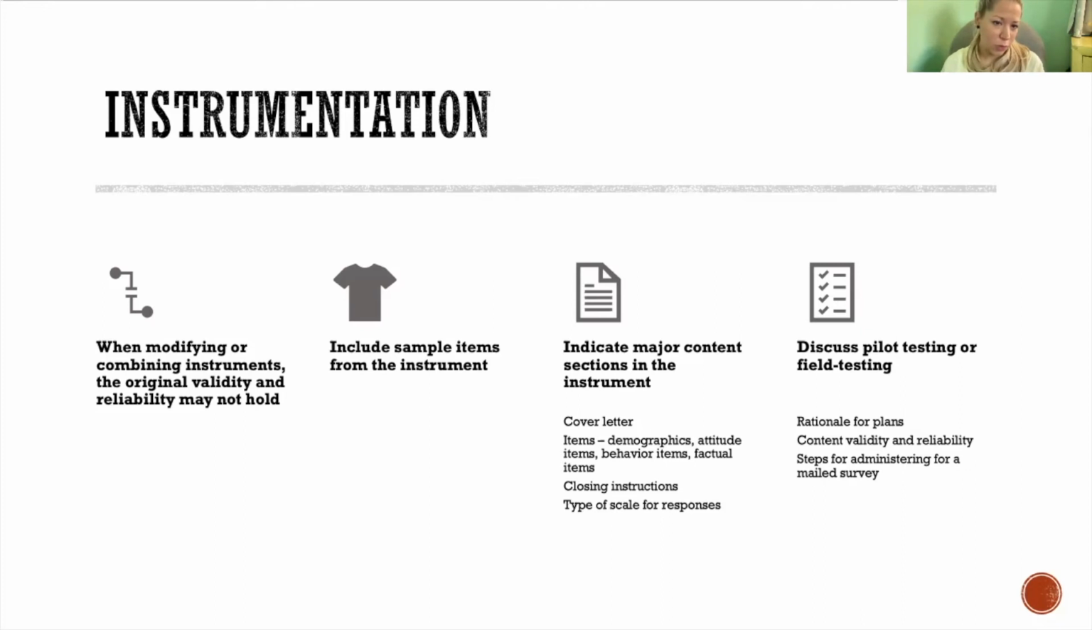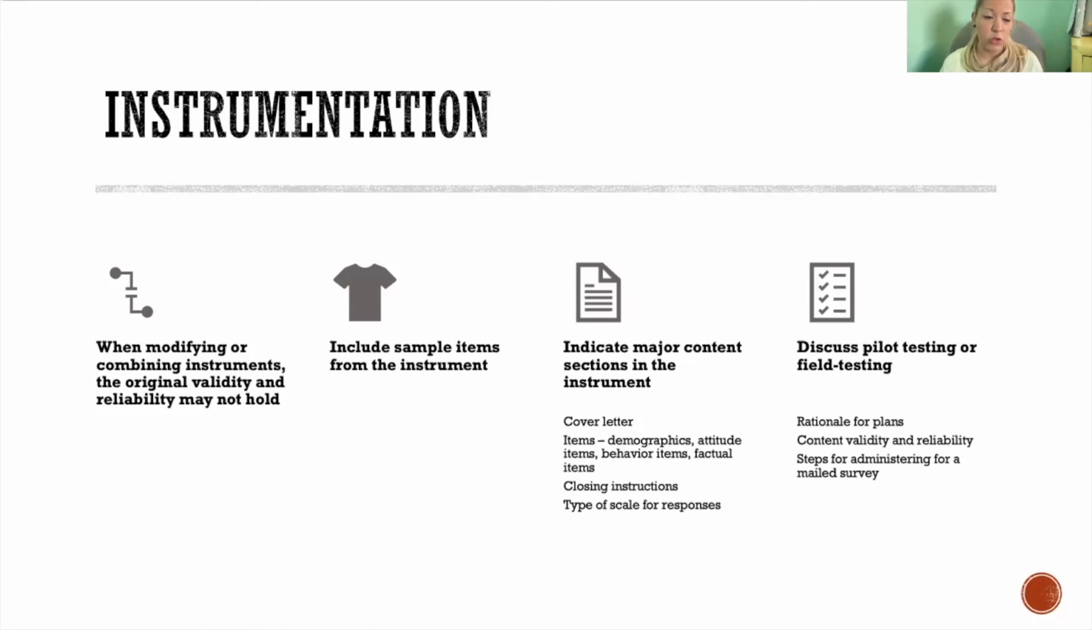We can't assume that just because the instrument was tested and found to be valid and reliable with this certain population or with these certain items on the survey, that same validity and reliability will hold up if we start changing the survey. So if we add or take things away from the survey, or if we use it with a completely different population that the validity and reliability hasn't been tested with, keep that in mind.